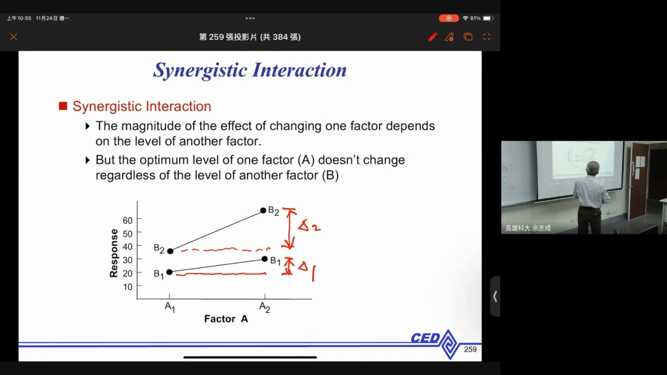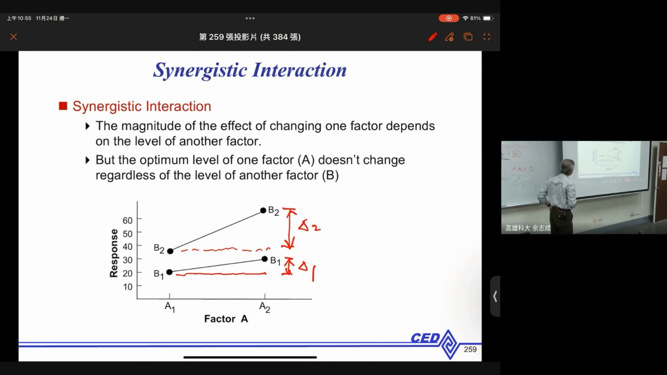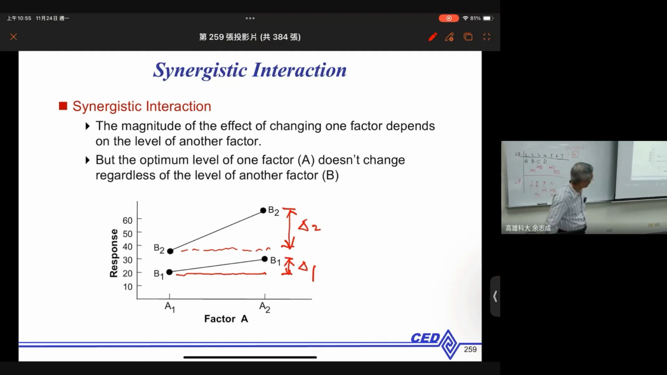A2, yes, because A2 is bigger, right? A2 is bigger than A1, even though they are different. But even though B changes to B2, the selection will be the same; you still think A2 is better than A1. This is what they say here. The optimum selection of A doesn't change, even though B changed from B1 to B2. So if they are synergistic, the selection of the optimum level is still the same and will not change.